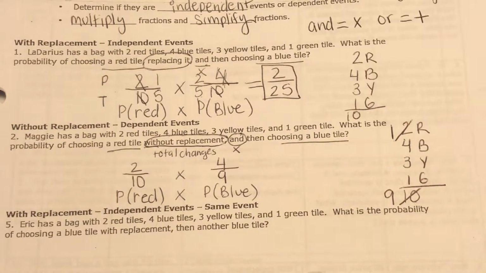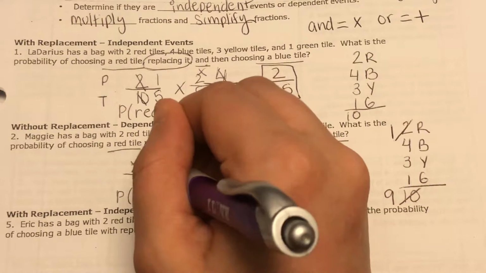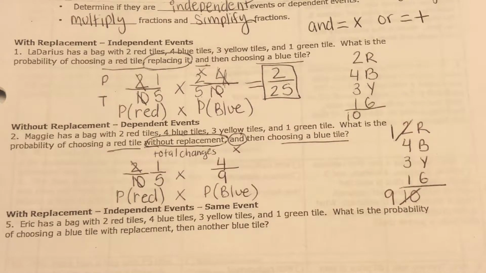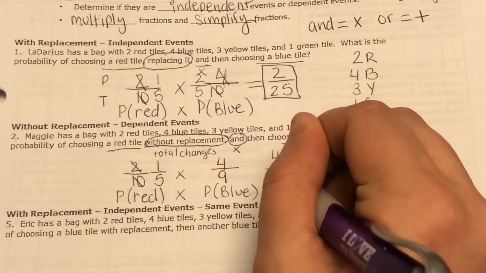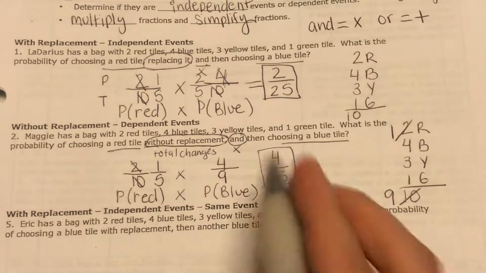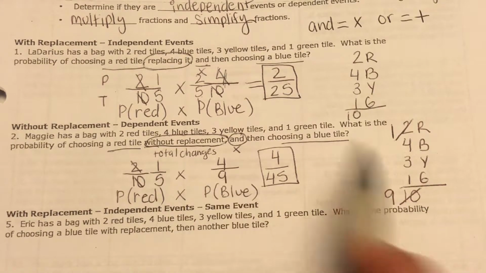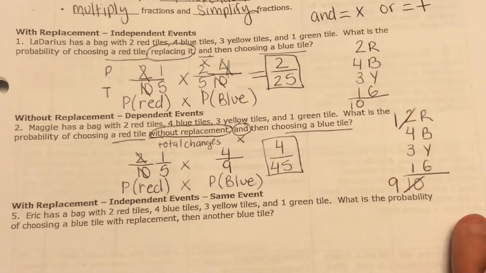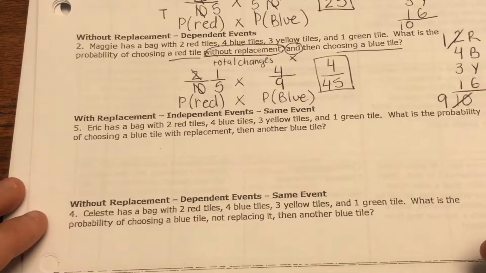So now I just reduce. 2/10 divides by 2, and I get 1/5. 1 times 4 is 4. 5 times 9 is 45. And that's my answer. So without replacement means that the bottom number changes by 1 for each tile that she picks. All right, so number 5.